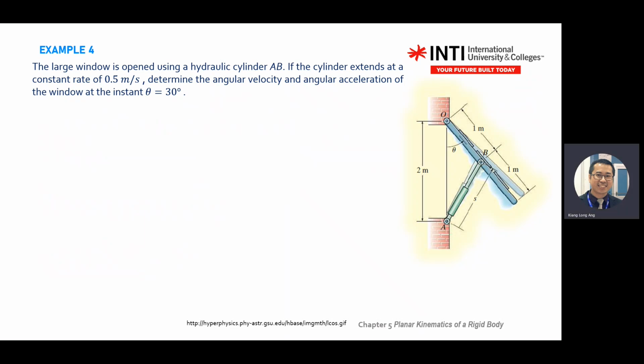You see this triangular shape. You don't know whether it's a right angle, so you need to recall cosine rules. OB was given, BA was given, AO was given. All the sides were given. Theta you can find later. So again, cosine rules apply to this case. The window length is 2, but the B pin is at the center of the window. The large window is opened using hydraulic cylinder AB. If the cylinder extends at a constant rate of 0.5 meter per second.